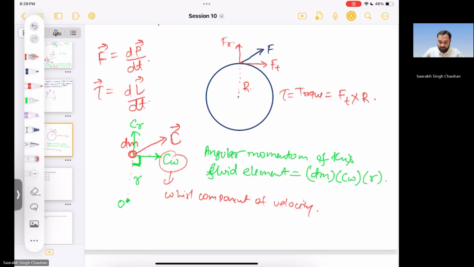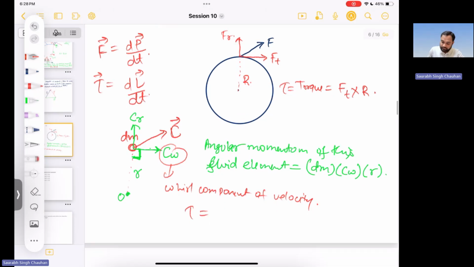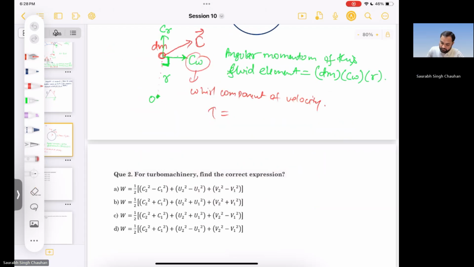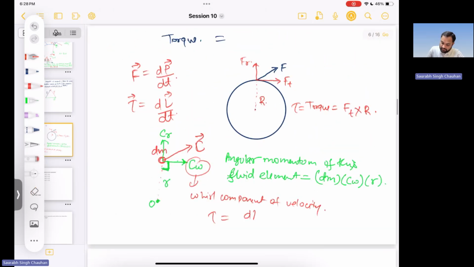So if you want to write the torque on this fluid element, how will you write it? You just differentiate this angular momentum with respect to time. The torque is basically the rate of change of angular momentum. So torque will be dL by dt.